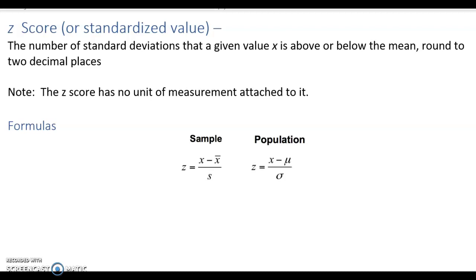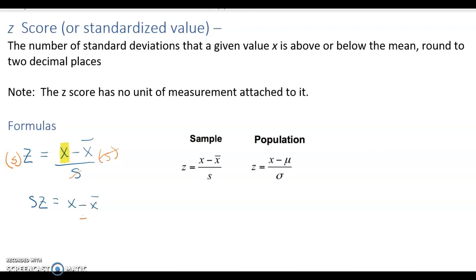We can manipulate that formula. z equals x minus x bar over s, in order to solve for our x value, because in some problems we'll have x and in some problems we'll have z, and we want to be able to go from one to the other. So what I can do here is multiply both sides of my equation by s, and I'll have s times z equals x minus x bar.